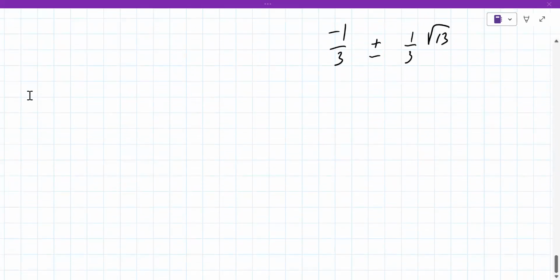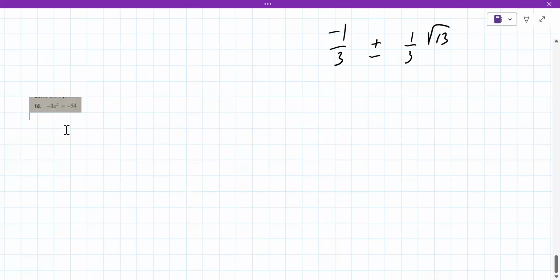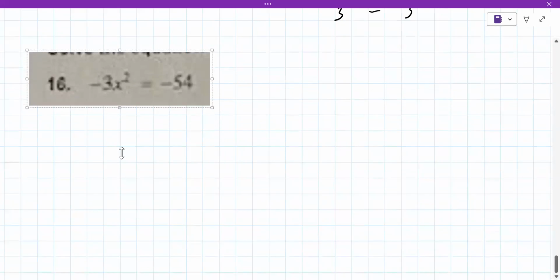All right. Well, let's look at number 14. It's actually kind of similar to what we just did. Oh, we already did 14. Sorry, 16. 16. Okay. I misread the numbers. All right, so this is a little bit different than the last ones. It's not quadratic formula.